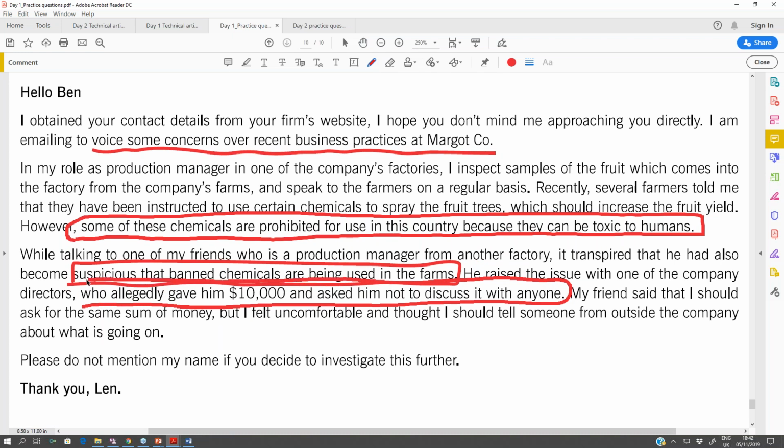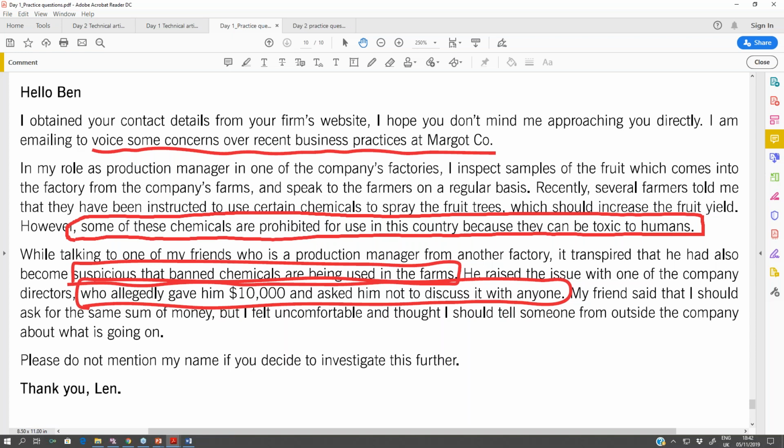So $10,000 of a bribe given because they were using some banned chemicals and some of the chemicals were prohibited. "My friend said that I should ask for the same sum of money, but I felt uncomfortable." So Len felt uncomfortable. He doesn't want to have the $10,000 and thought I should tell someone from outside the company. And that is where he approached Ben. "Please do not mention my name if you decide to investigate this matter further."